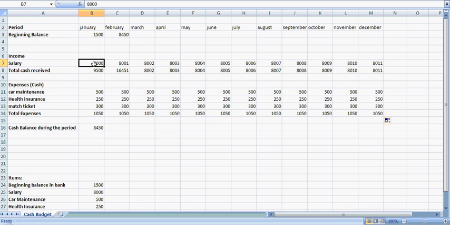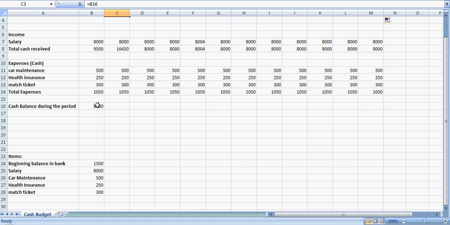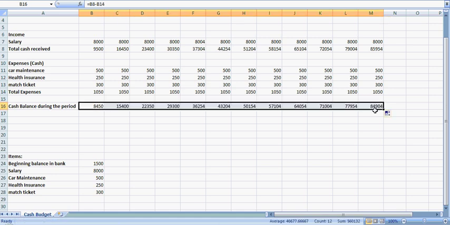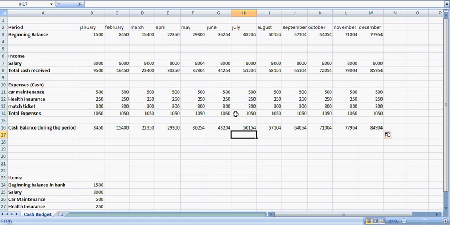This would help us a lot, especially if we are working on some major issues such as paying our bills, making sure that we don't get fined because of late payments, etc. Now we could just start with the next step. We should make sure that this still is replicated. And finally we have here the cash balance during the period. We could also replicate this cell.